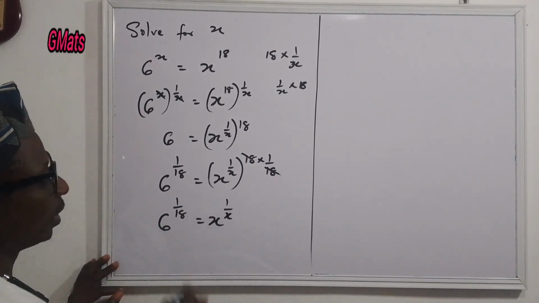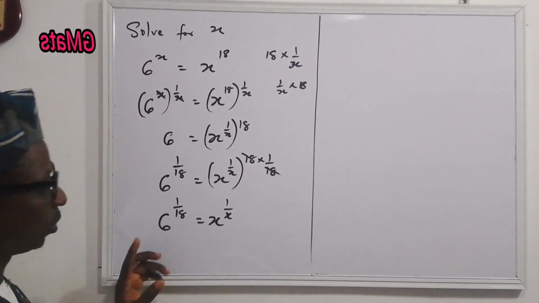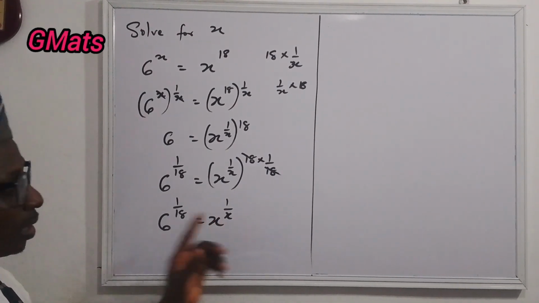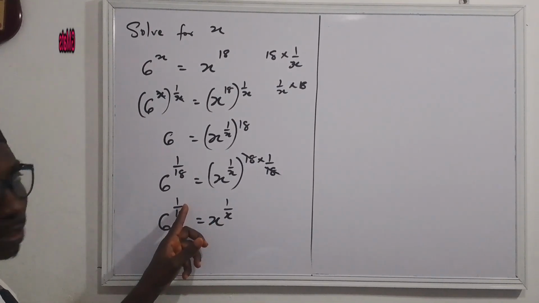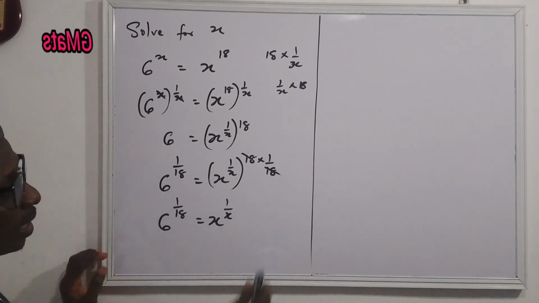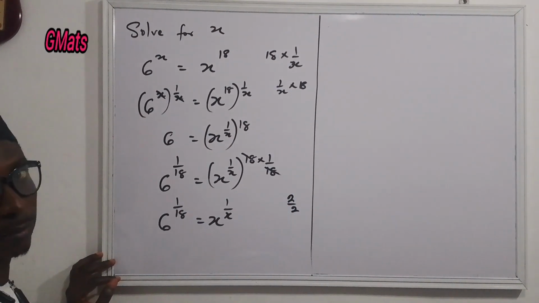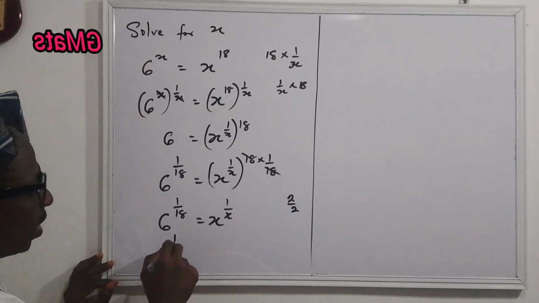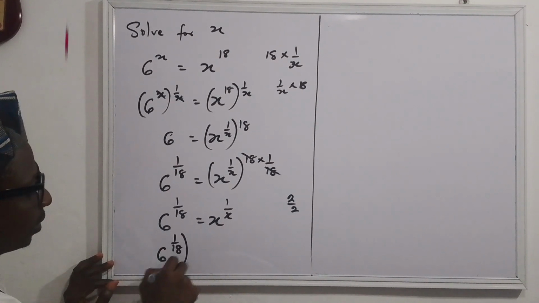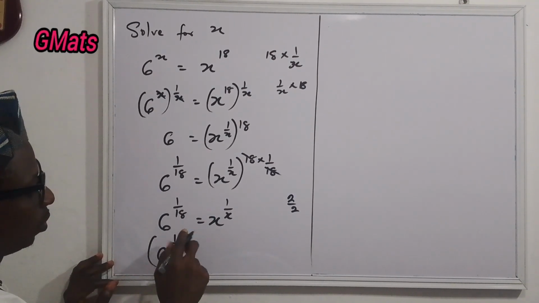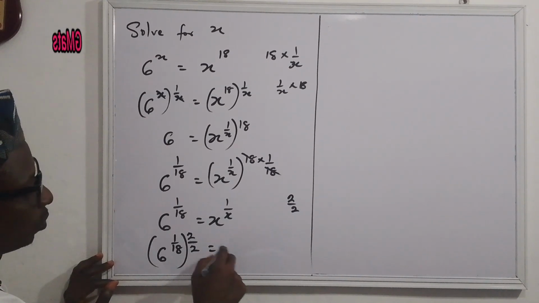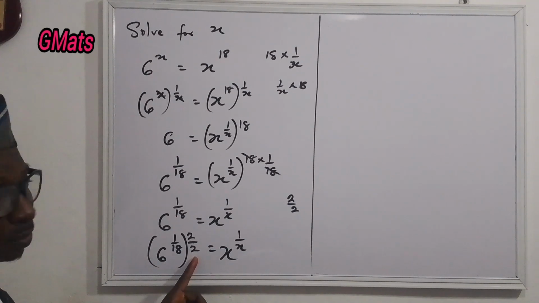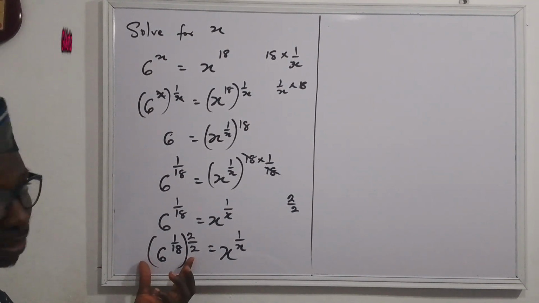1 over x. Now the next thing I have to do is to find a way of expressing this such that it's going to look like this. Now what do we do? Now let's multiply this power here by 1. 1 can be expressed as 2 over 2. Okay, so now I have 6 raised to the power of 1 over 18 times 2 over 2 equals x raised to the power of 1 over x. You get that? So I've not changed anything because 2 over 2 is still 1. So it doesn't change this value.